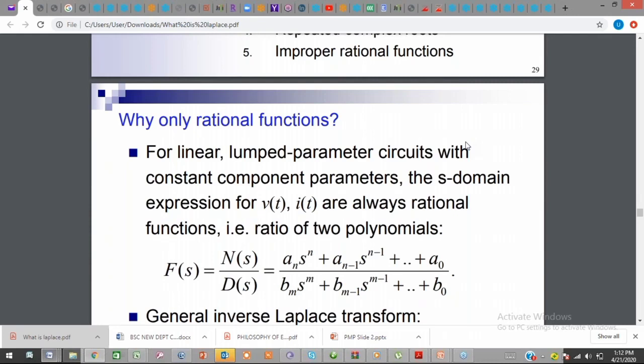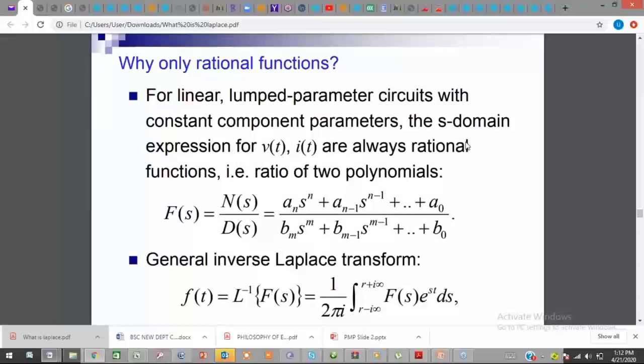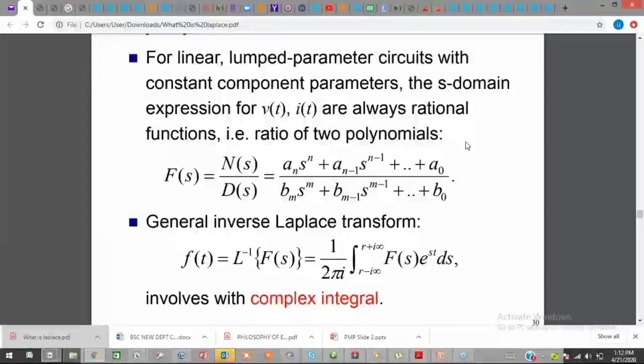Now the general inverse Laplace transform is where we are coming to, in the last formula on page 30. If you get your screen very well, you should see the general inverse Laplace transform. f of t is equal to L raised to the power of minus 1 of F of s. This will give us 1 all over 2 pi i, the integral from 1 minus infinity to 1 plus infinity, of F of s e raised to the power of st ds.